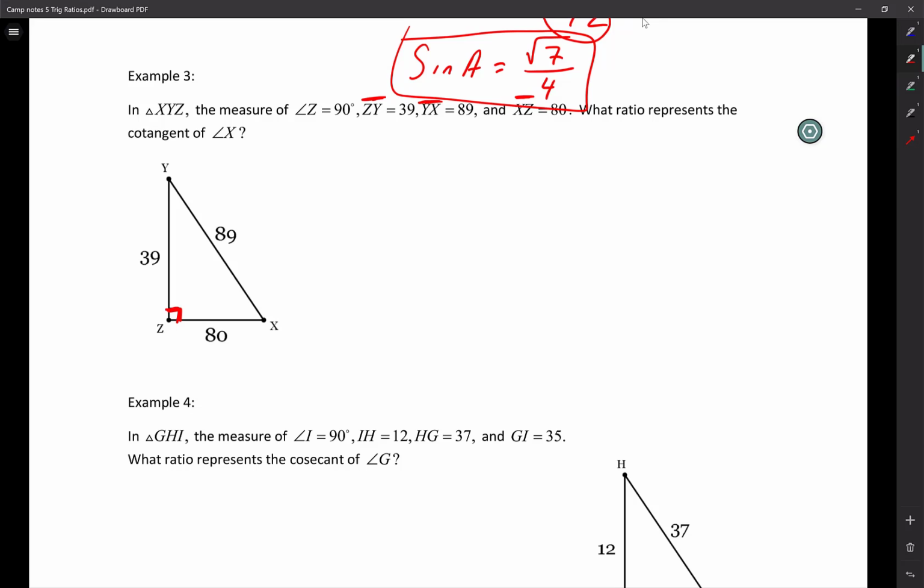What ratio represents, and they spelled out the whole word, cotangent of angle X. So I go to angle X. So here's my angle X. So I'm going to write cot of X equals, and then cotangent is the, oh, I guess I should have written SOHCAHTOA, right?